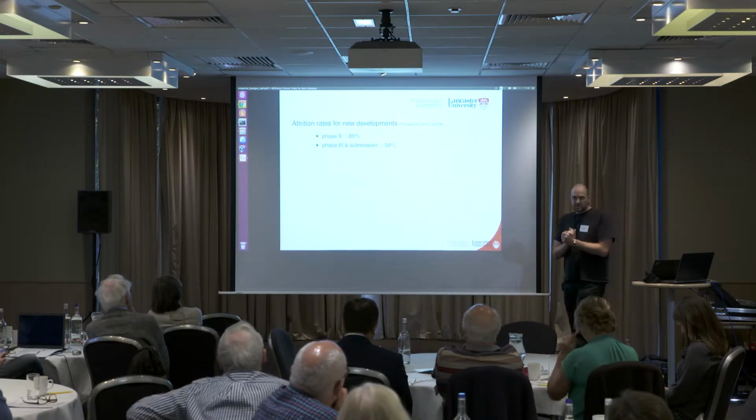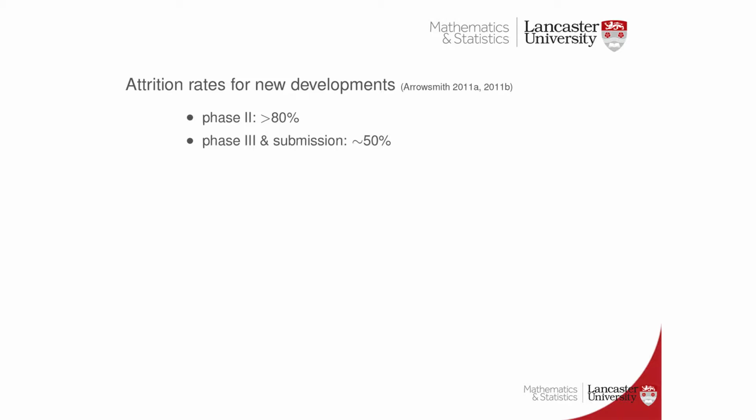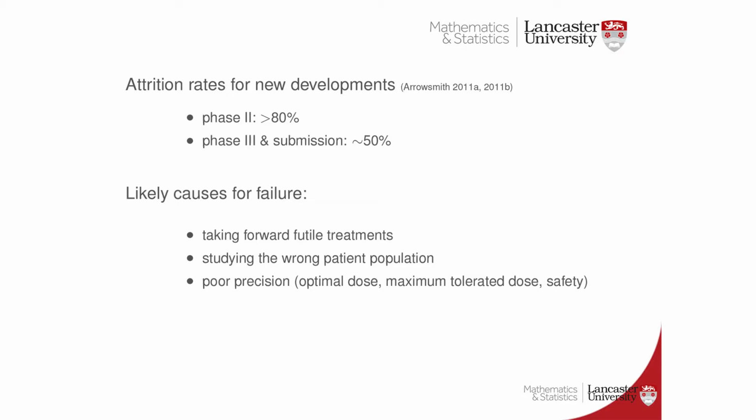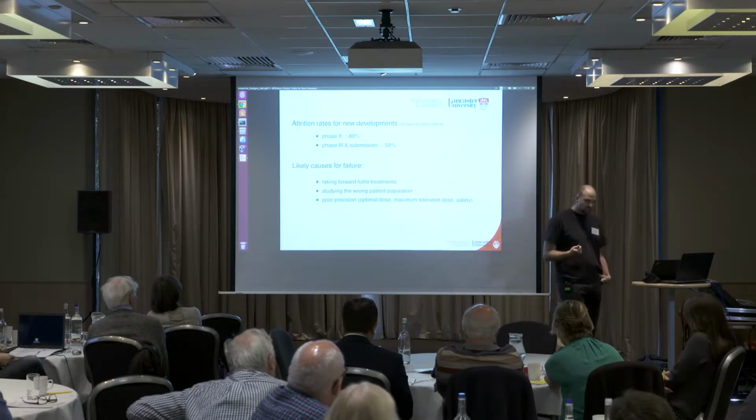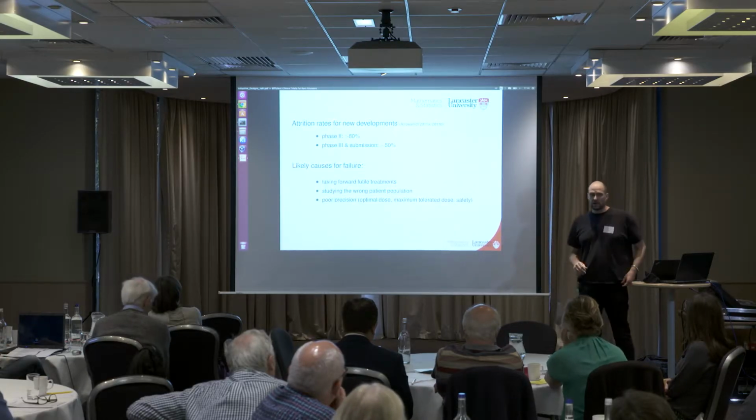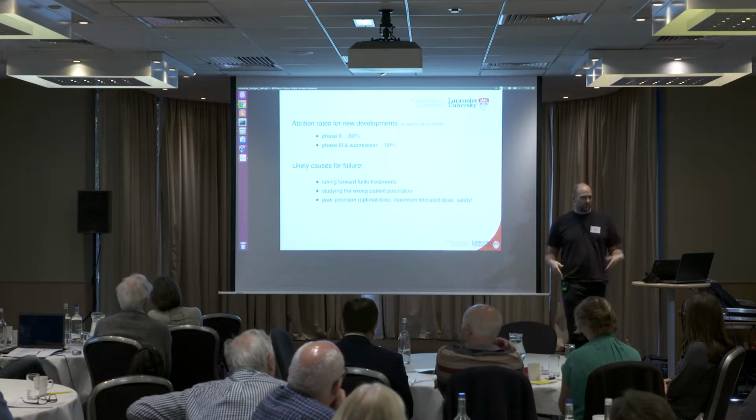So if you just think about drug development in general, recent studies have shown that about 80% of phase 2 studies are unsuccessful. Later phase studies, about half of them are unsuccessful. And when you look at likely causes for these failures, it's taking forward treatments that have no hope, studying the wrong patient population, poor precision, optimal dose, maximum tolerated dose, and so on and so forth. So as you can see, even with standard trials, there's already all sorts of problems.